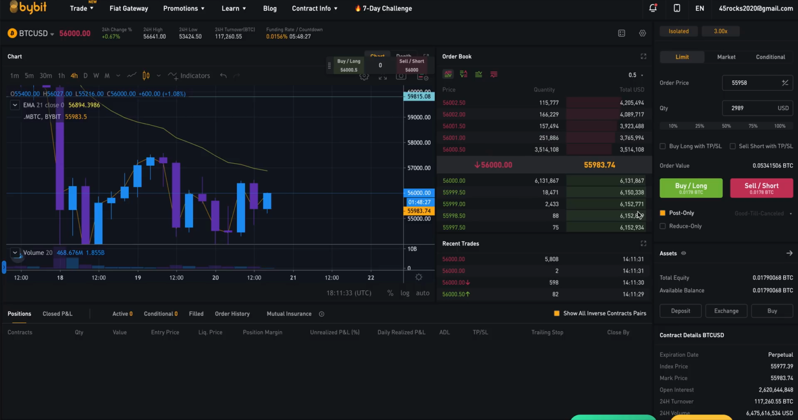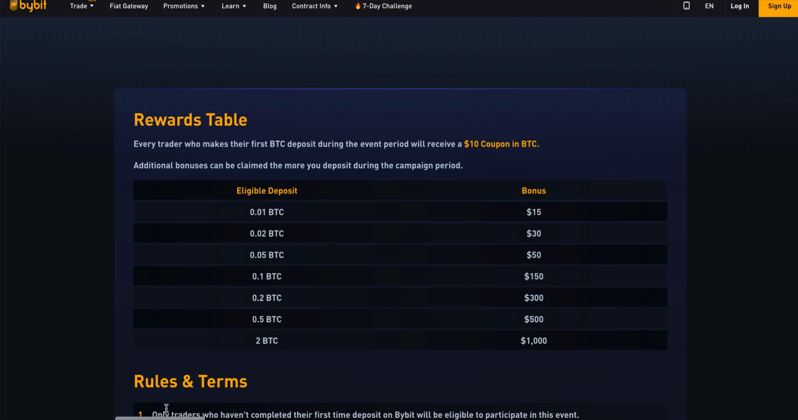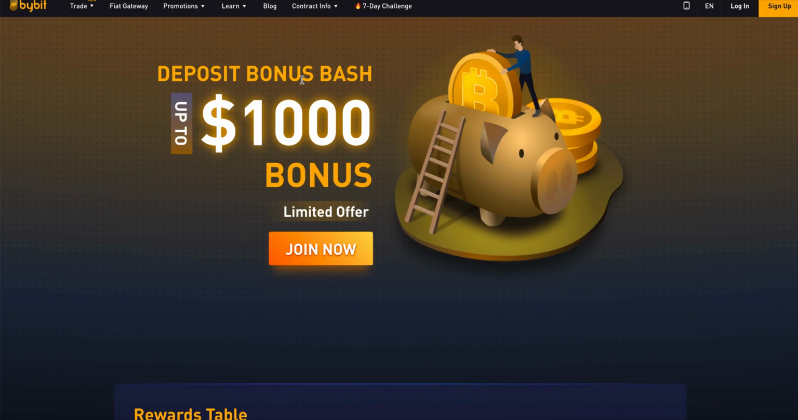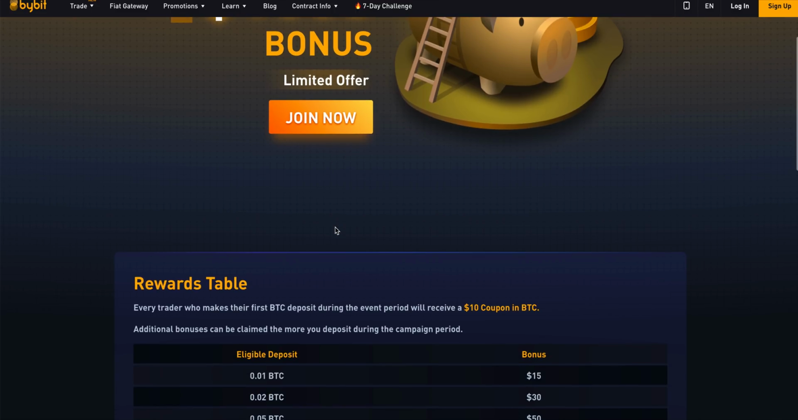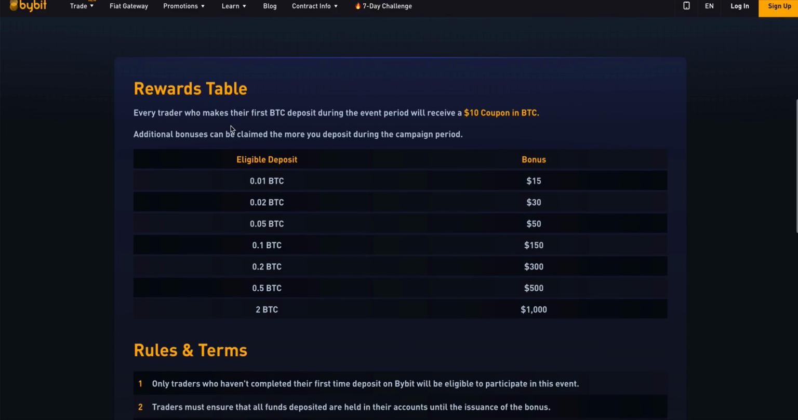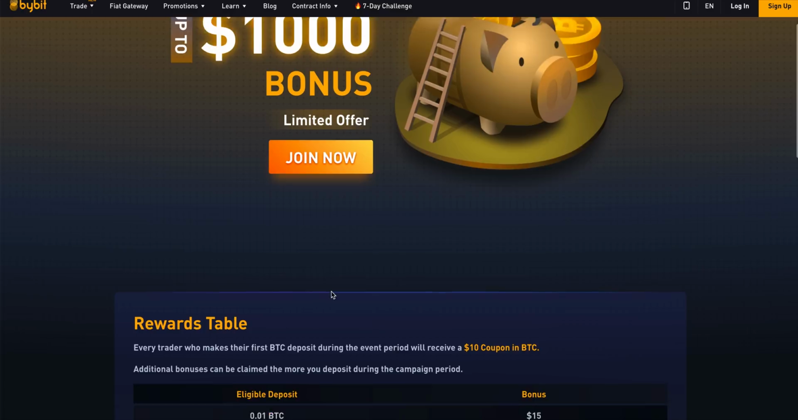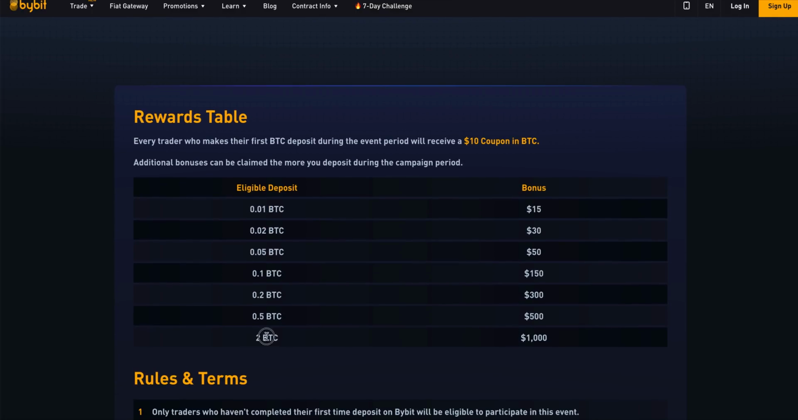If you're totally new and you've never signed up with Bybit before, Bybit is currently offering some really cool stuff to new people. Right now, they've got the deposit bonus bash going on, where you can basically get up to $1,000 bonus just for signing up and depositing Bitcoin. First of all, everybody who signs up and deposits any amount of Bitcoin, regardless of the amount they deposit, will get a $10 coupon. And then down here, these are additional bonuses that can be claimed the more you deposit during the campaign period. So basically, you have the entire period that this campaign is going on to deposit Bitcoin into your account. If you deposit 2 Bitcoin into your account, you can get $1,000.